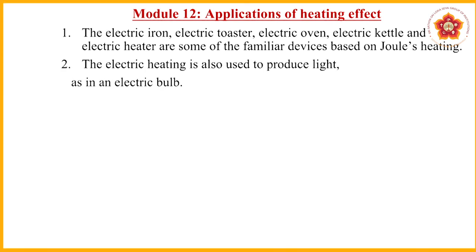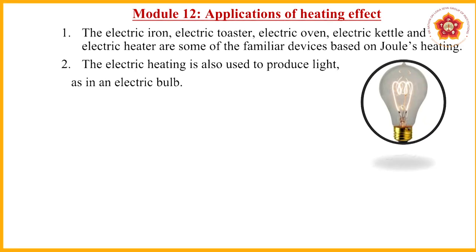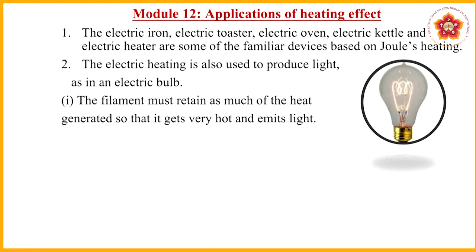Now let us go to the second point. Electric heating is also used to produce light in an electric bulb. Let us see how it happens. All of us would have seen an electric bulb, which has a filament inside. As the current passes, let us see the properties of the filament. The filament must retain as much of the heat generated as possible so that it gets very hot and emits light. Something that gets hot eventually radiates light as well. In electric irons and other components, if we observe carefully, the wires, when they get extremely hot, also emit some light.